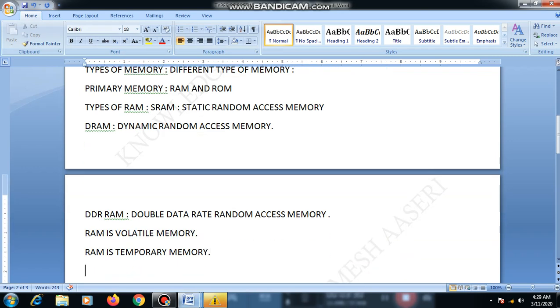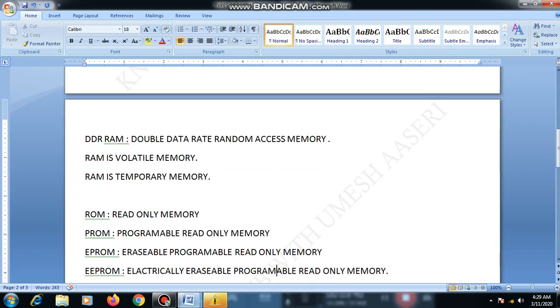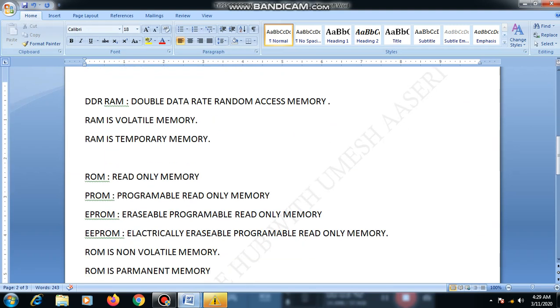RAM is volatile memory. That means when your computer is shut down, the data will be lost. We also call it temporary memory. Now another is ROM, read only memory. PROM, programmable read only memory. EPROM, erasable programmable read only memory. EEPROM, electrically erasable programmable read only memory. ROM is non-volatile memory, and this is the permanent memory.